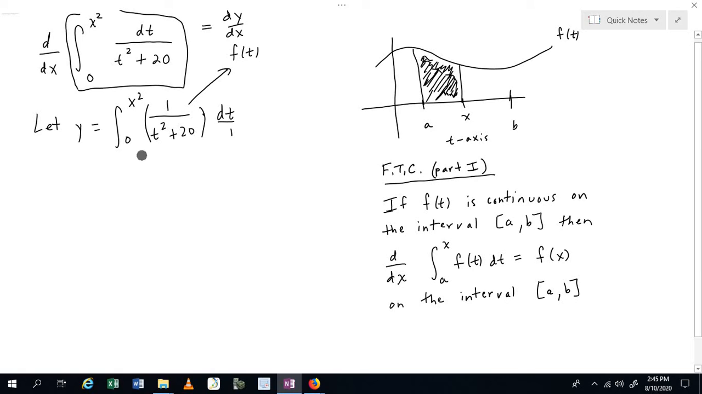I'm also going to call this upper limit up here u, because I just want it to be one variable. I don't want it to be squared or cubed or anything like that. So let's call x squared u. If I do that, then this is simply the definite integral from 0 to u of 1 over t squared plus 20.